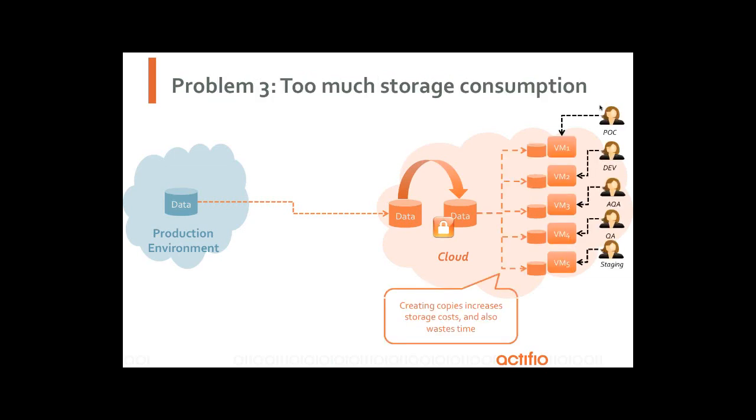The third problem he brought up was that he needs to present a copy of the production database to 5 different teams. As an example, the proof of concept team needs a copy, the dev team needs a copy, automation QA needs a copy, the QA team needs a copy, and the staging team needs a copy. Now, 3 times 5, 15 terabytes of storage in the cloud doesn't necessarily come cheap. So too much storage consumption, and it's not only about storage cost, the manual processes involved in creating all these copies would absolutely delay the development time. So this was the third problem he had.